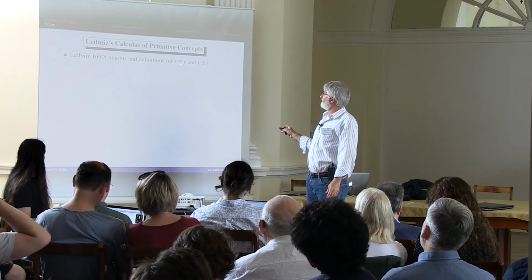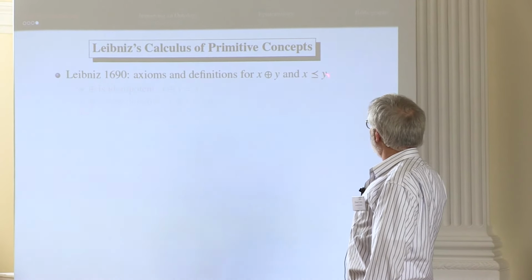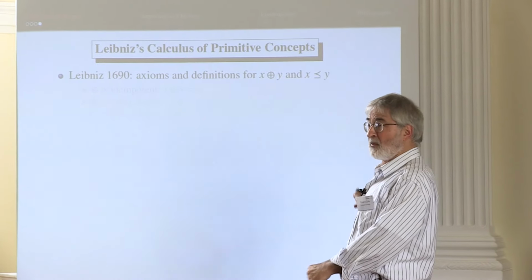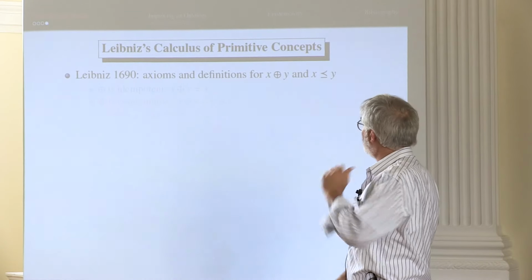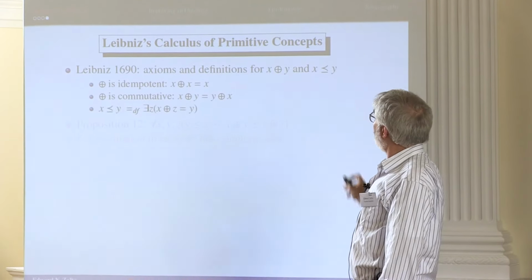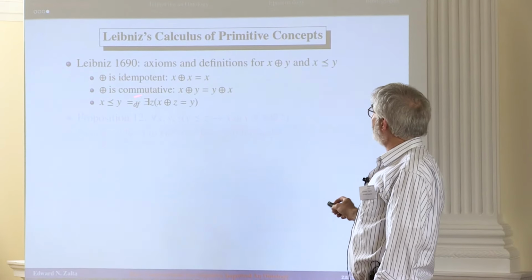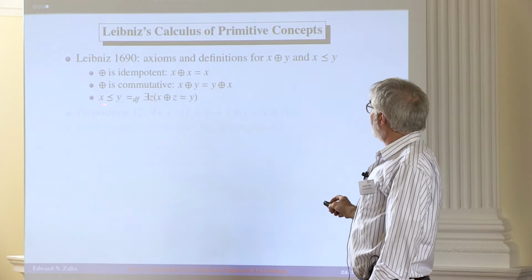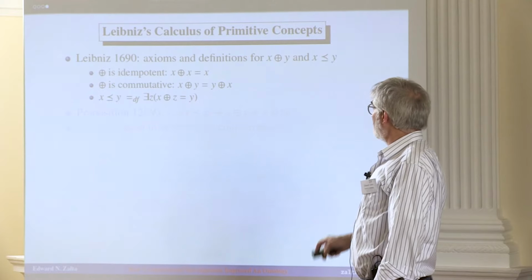And he introduces a summation operator, the sum of concepts x and y, and then he defines a notion: x is included in y, which means y contains the concept depth. So we're now back in the concept containment theory. And he asserts that the concept summation is idempotent and commutative, and he defines concept inclusion this way: x is included in y if there's a concept z such that the sum of x and z is equal to y.